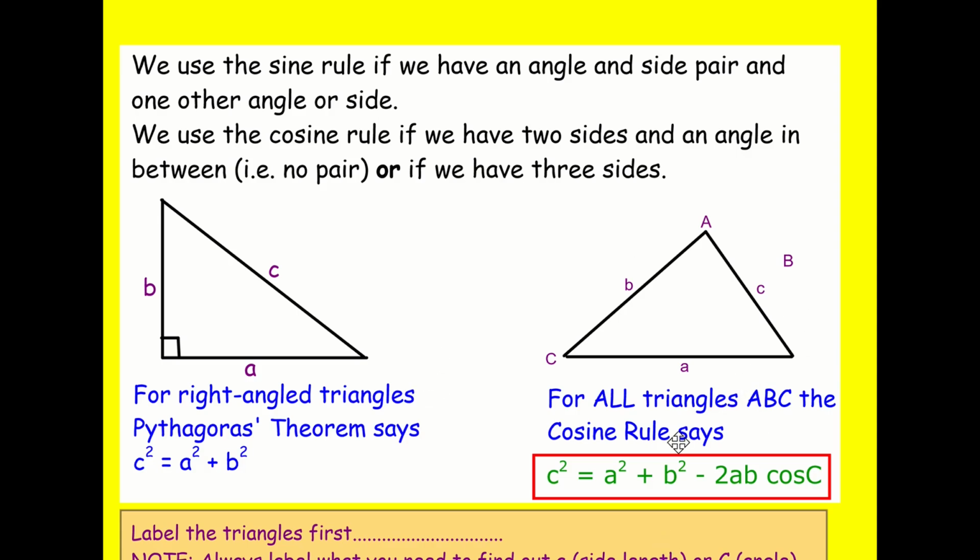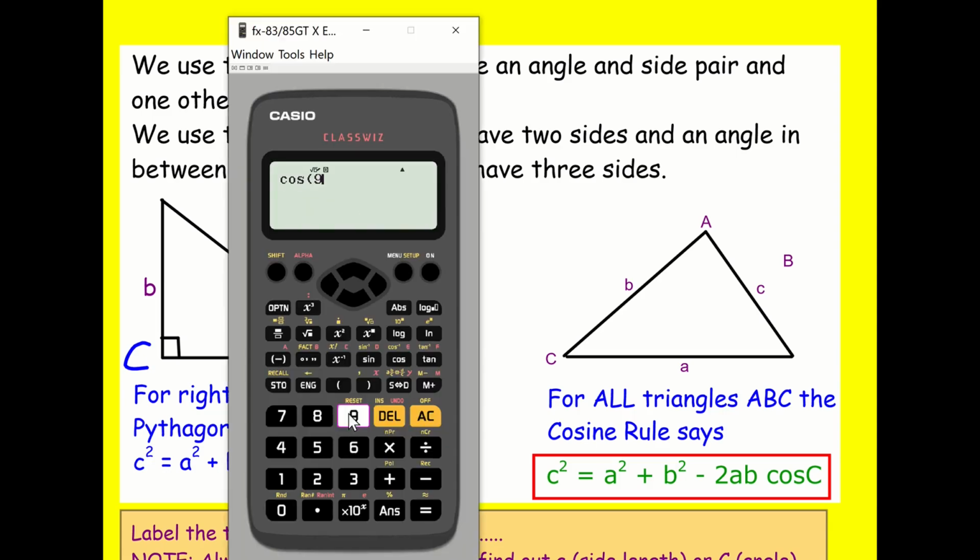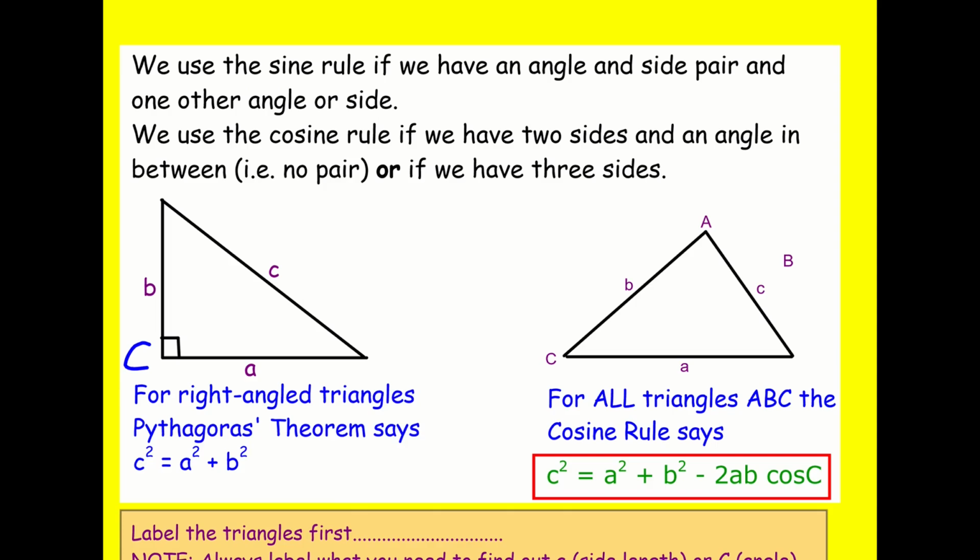For all triangles ABC, the cosine rule says this is true, but we know that for right angled triangles, Pythagoras' theorem says that a squared plus b squared equals c squared. How can these two match up? Well, it matches up because for a right angled triangle, this would be capital C. And you might already know that cos 90 is actually just 0. So when you get a right angled triangle, this term disappears. When you don't have a right angled triangle, it's there.